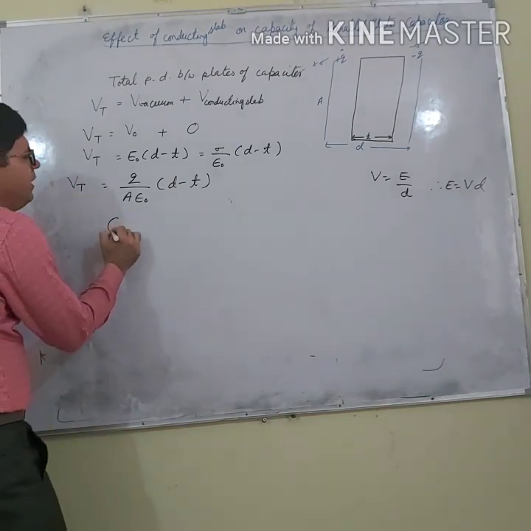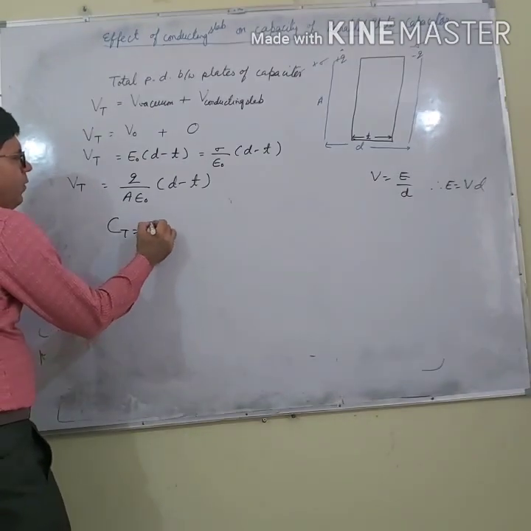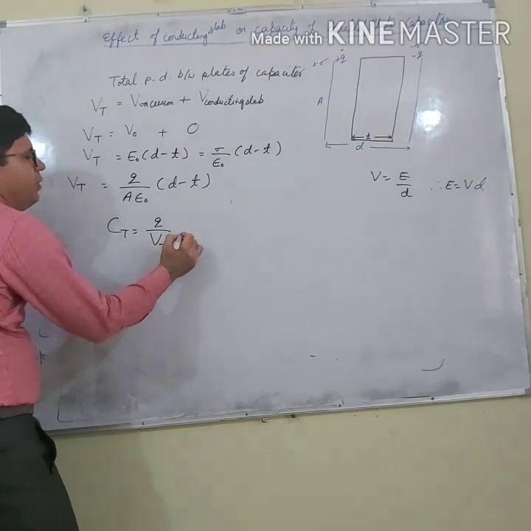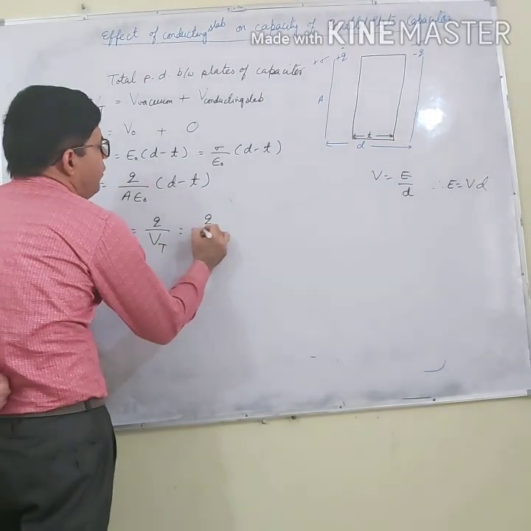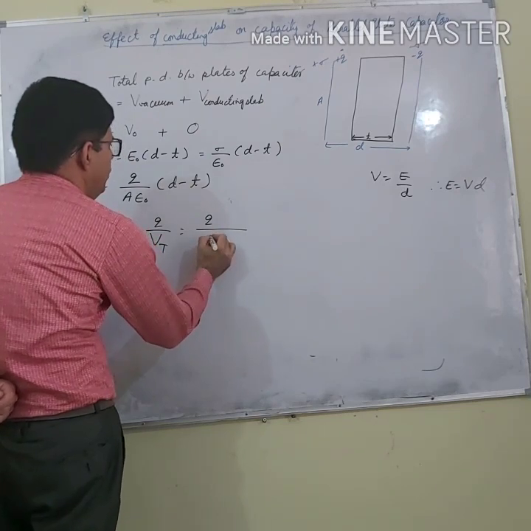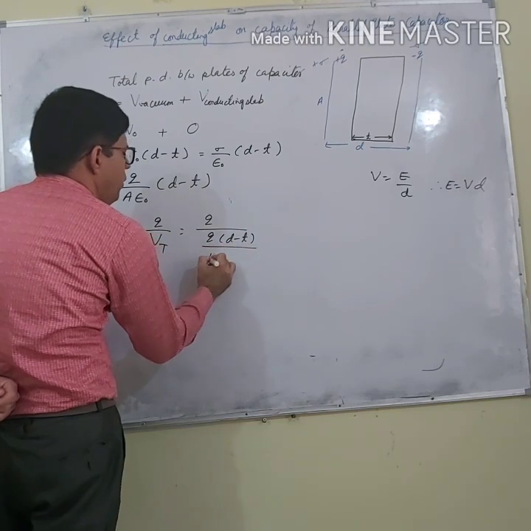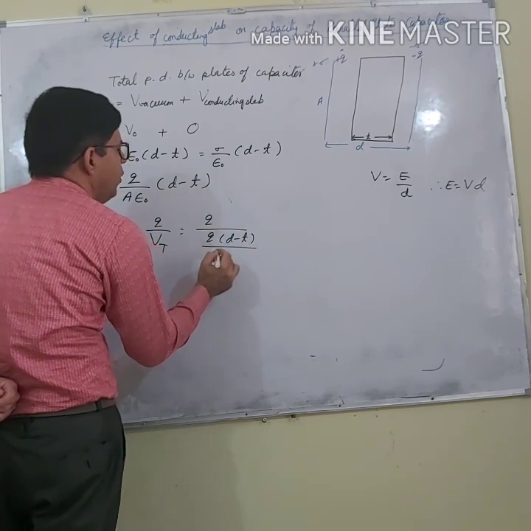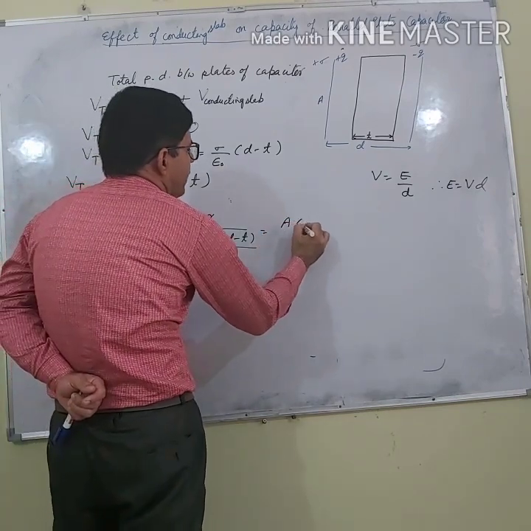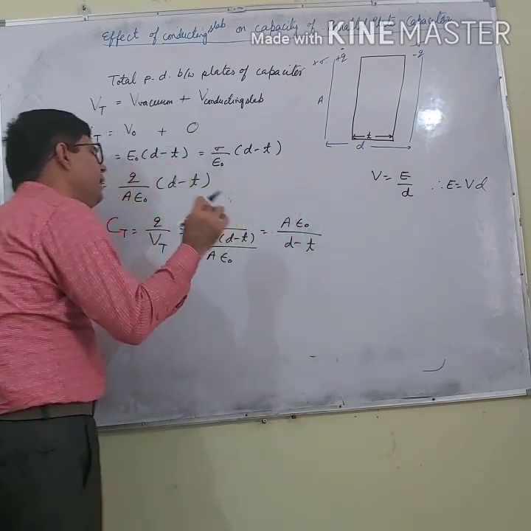Now what is the total capacity in the presence of the conducting slab? It equals charge by Vt. Charge is Q, and Vt is Q multiplied by D minus T over A epsilon naught. Q is cancelled, so I got A epsilon naught divided by D minus T.